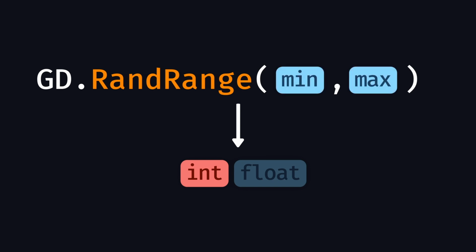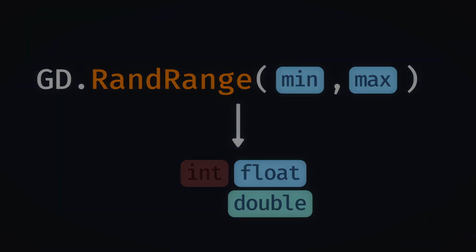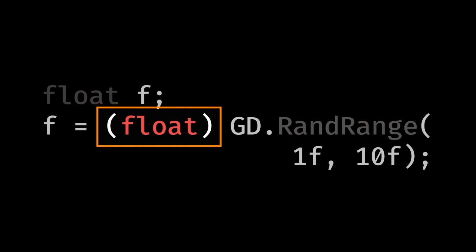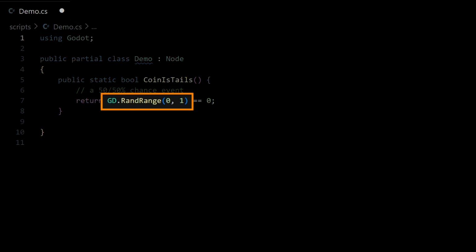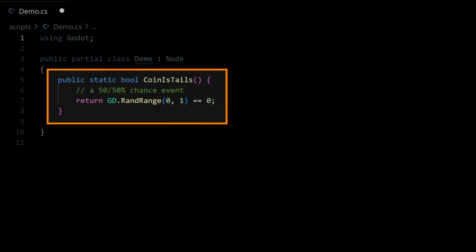But if you pass floats for the min and max values, then you'll get back a floating value. Actually, it will be a double variable in C# that you can then convert to a float if you want with an explicit cast, like this. Typically, using this range with 0 and 1, so integers, will give you back an integer that is either 0 or 1, so that can act as a 50-50% chance of something happening.